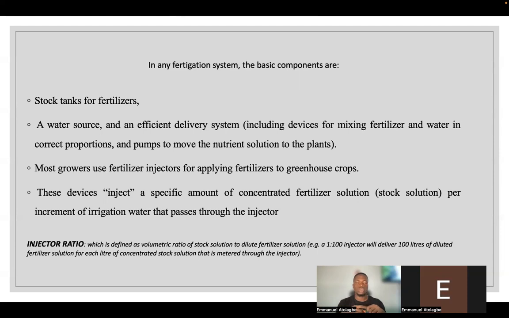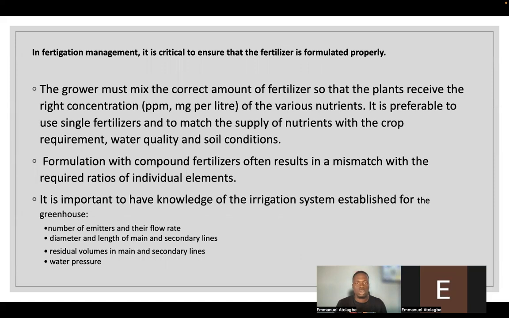So your water source could be, like we're building here, your reservoir, your borehole, just a water source. Then some growers, or most growers, make use of injectors. Don't worry, I will show you all of this. I might play a video at the end of this class. So let me quickly run through this.